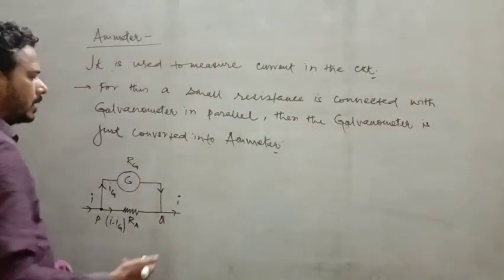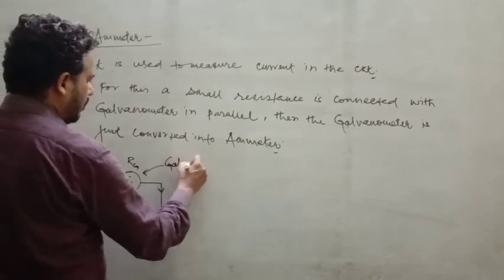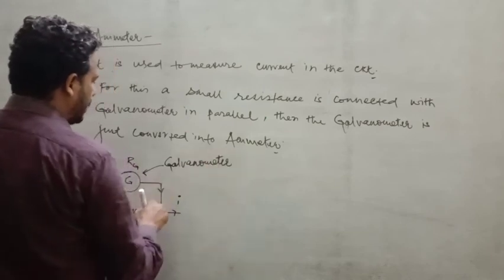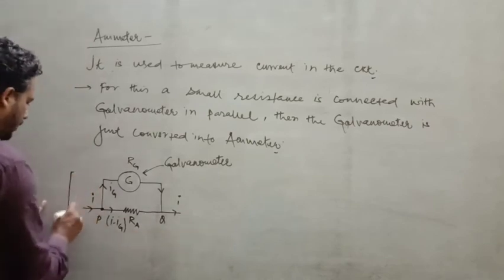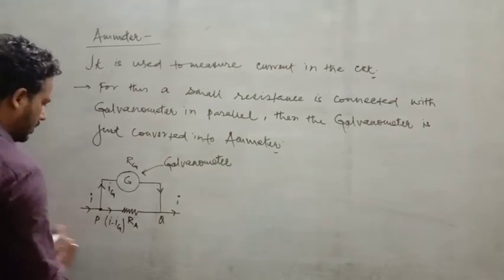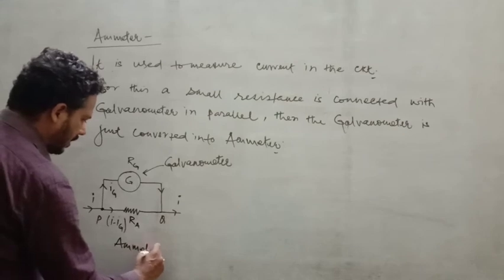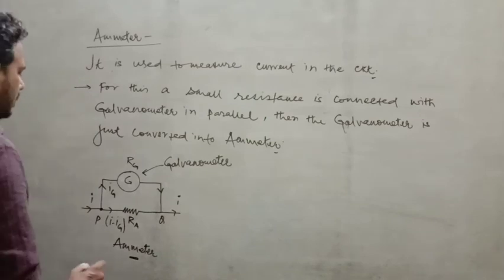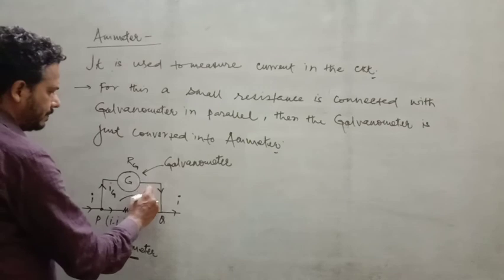So this one is a galvanometer, and now we have converted this galvanometer into an ammeter. This is the circuit diagram of an ammeter. So simply you write down that there is an ammeter. You can see here that current is flowing in the clockwise direction.